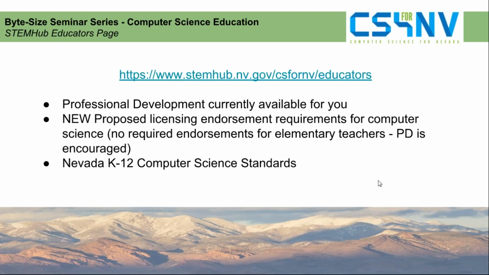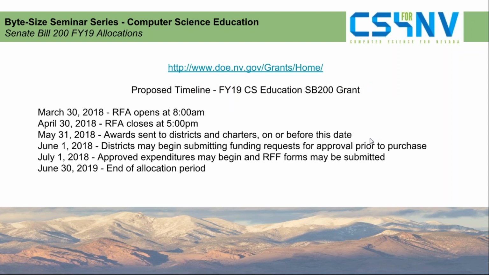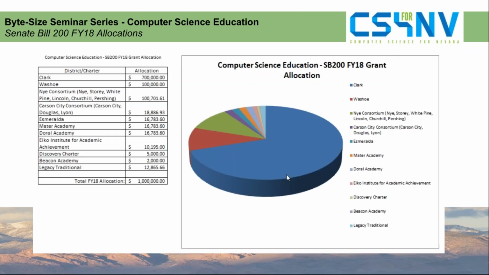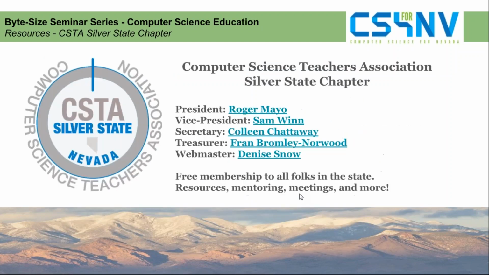All right. So I already talked about the STEMhub site. There's lots of resources on there, and it's changing daily as I add things. The proposed timeline for the FY19 grant, it's currently open right now. You can go out to this grants page if you want to see what the application looks like that your districts are working on. It closes at the end of this month so that it can go through all the many layers of processes and then be able to be in the hands of your districts by July 1st. All right, this is just a graph of the allocation that happened for FY18.